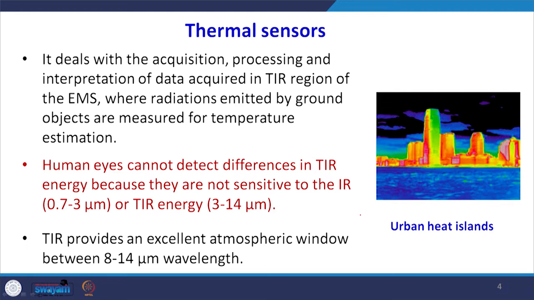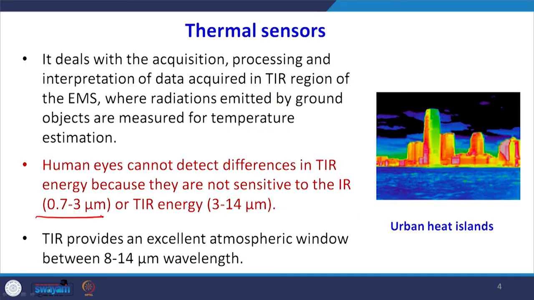And these sensors are mainly collecting the emitted radiations which are coming from the different objects. And as we know, the emitted radiation from the object will depend upon the temperature of the object, and upon the physical and chemical properties and the smoothness of the object.